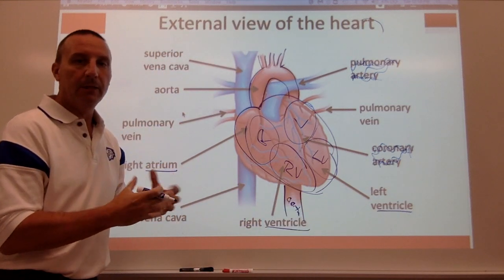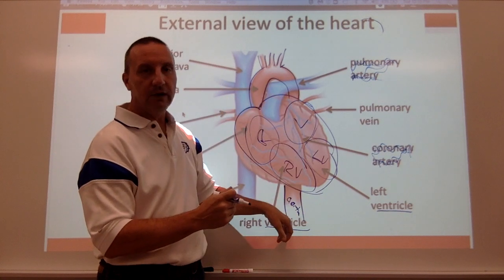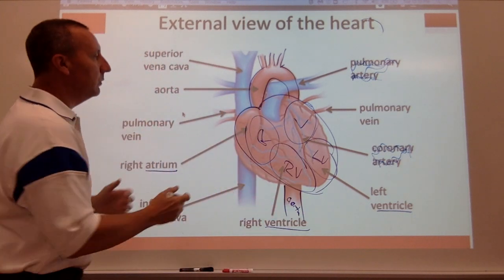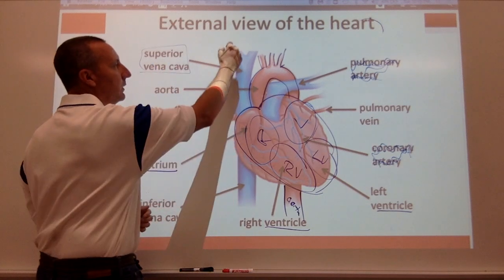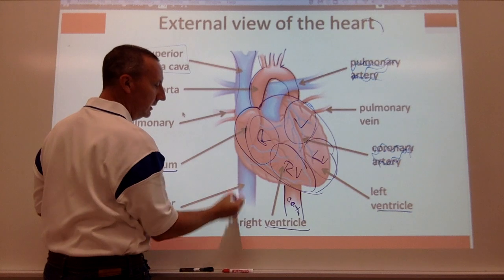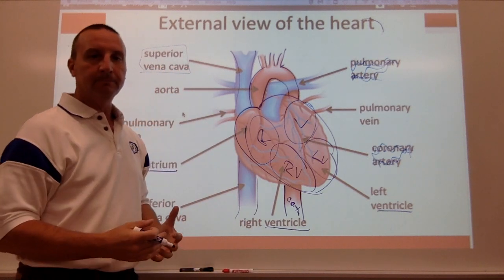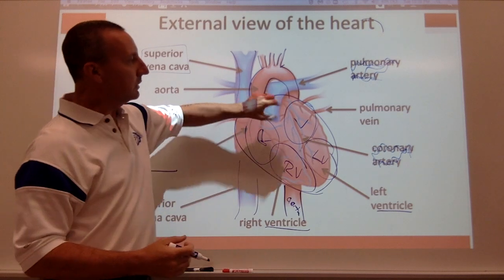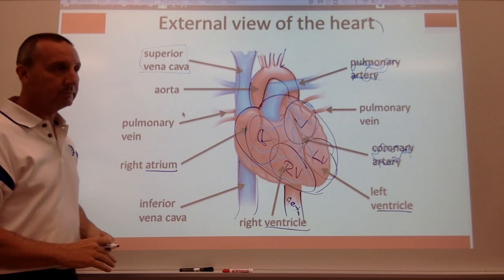It's the biggest vessel in your body. The other one is called the vena cava. You don't really need to know this as much, but this is where all the blood ultimately comes back into the heart after it's traveled around your body. All right, so the aorta goes out from the heart. The vena cava comes back into the heart.